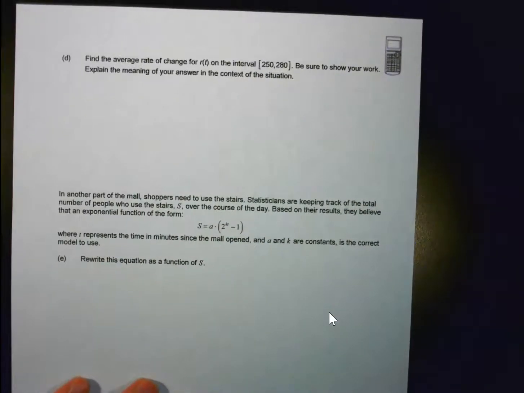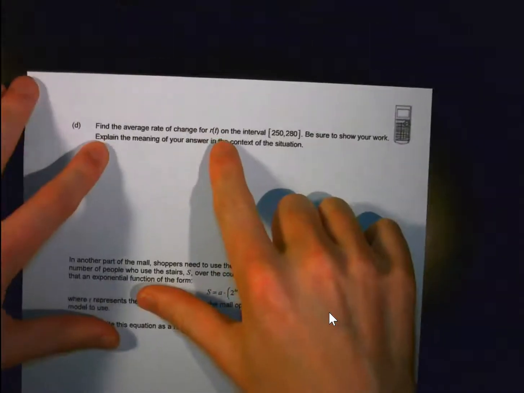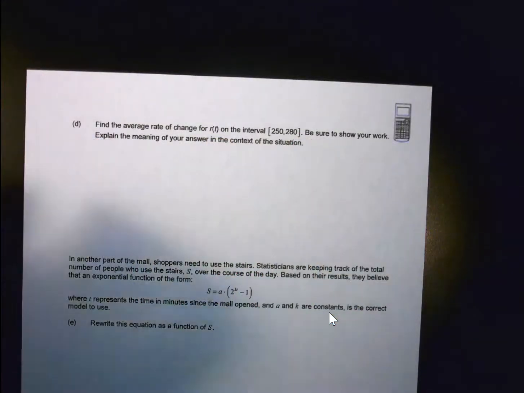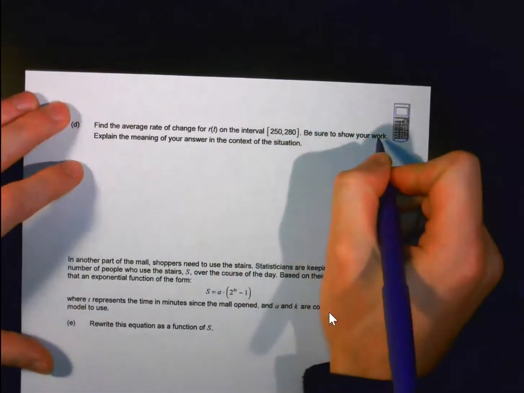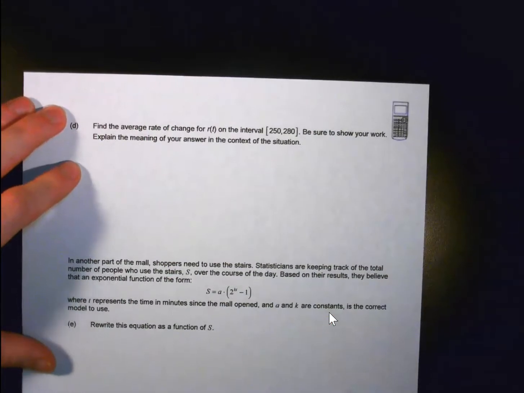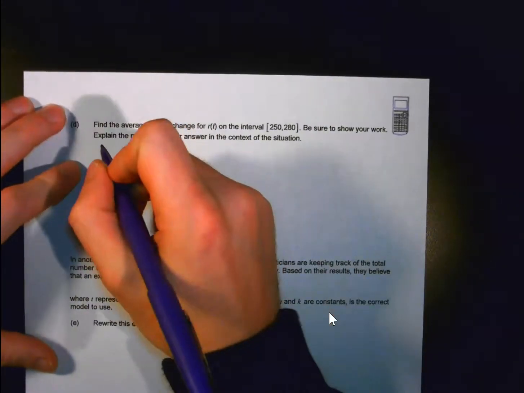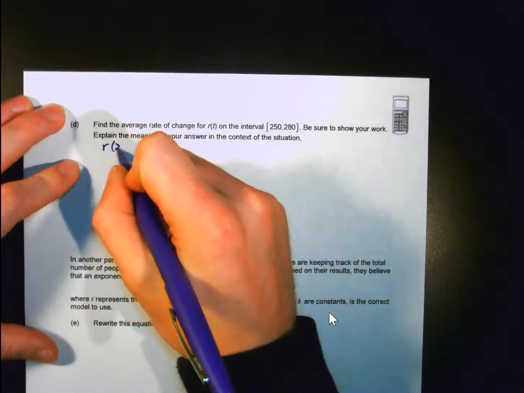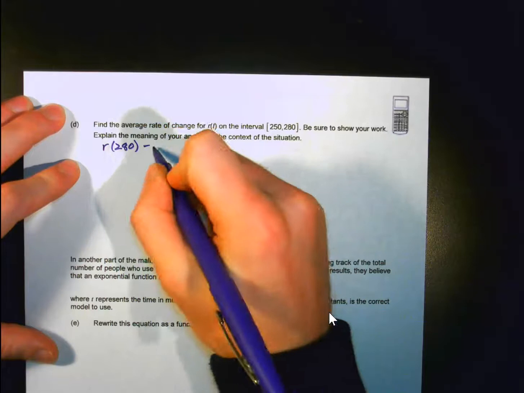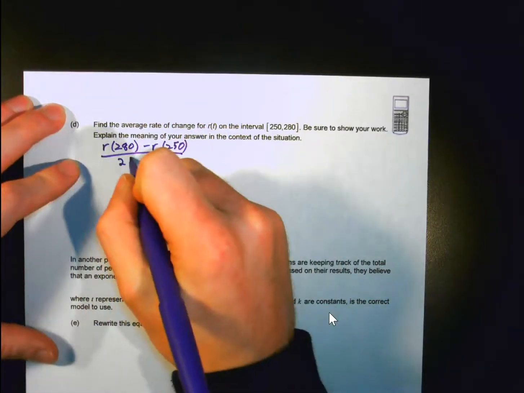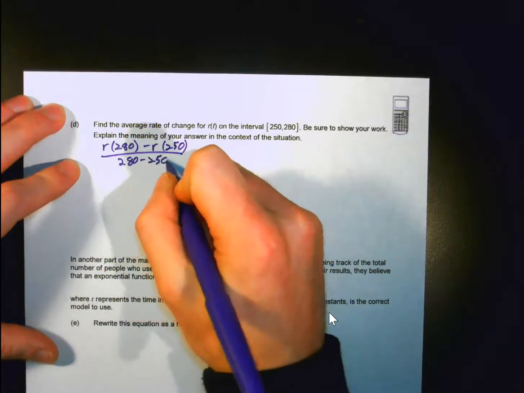Okay, going on to part D then. Part D asks us about the average rate of change of r of t on the interval from 250 to 280. Okay, and I've got to show my work. If I do not show my work, I'm going to be sunk. I'm going to be losing points big time on this problem. So showing my work involves showing the difference quotient. That means I'm looking for R of 280 minus R of 250 all over 280 minus 250.